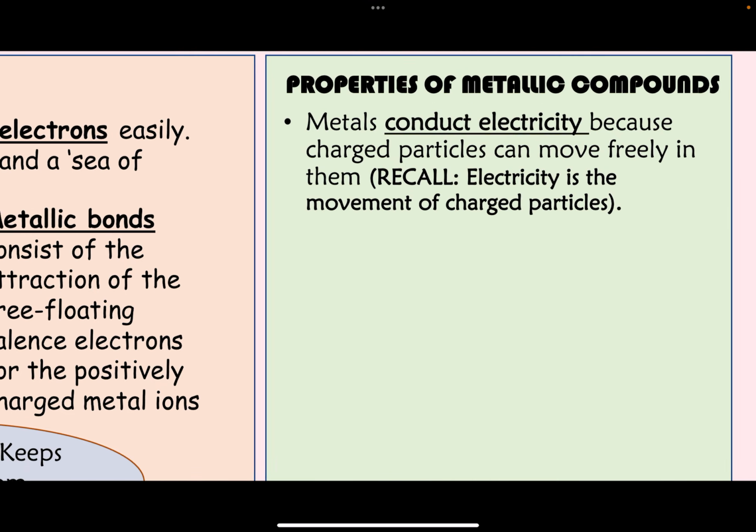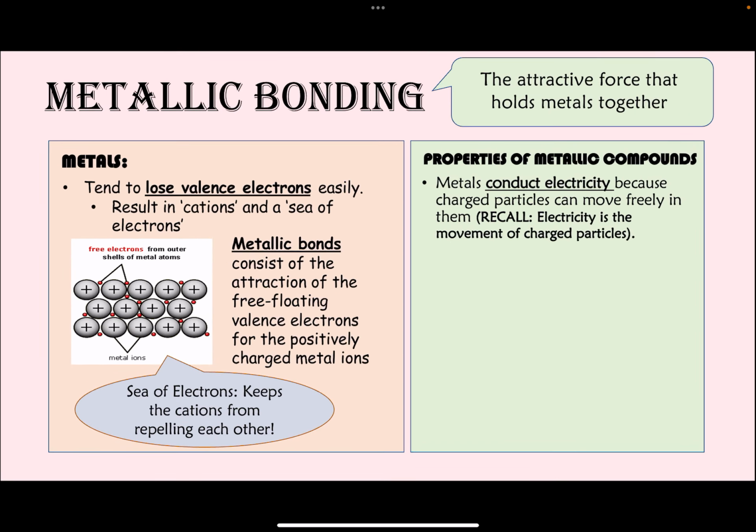One, remember that metals conduct electricity, and the reason why it is possible for them to conduct electricity is because we do have the charged particles that can move freely. So we have the cations and we have the sea of electrons that are constantly moving. So that's why the electricity can be conducted.